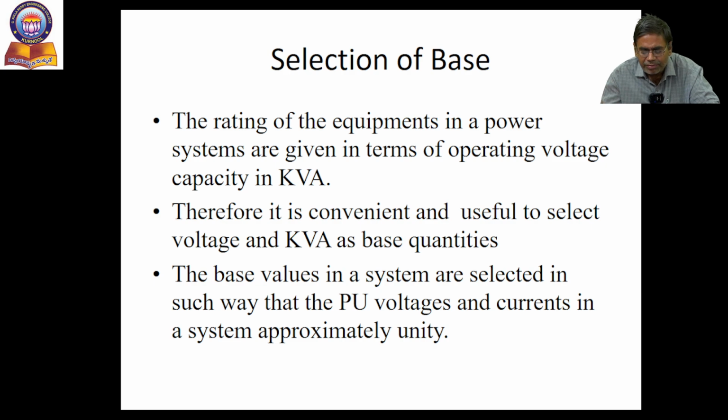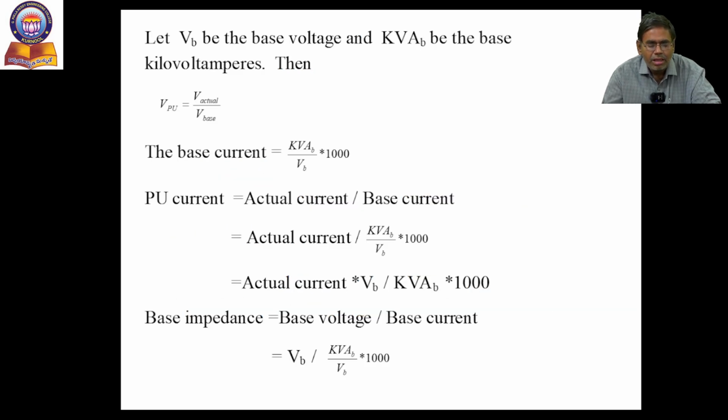The base values of a system are selected in such a way that the per unit voltage and current in the system are approximately unity. That is the selection of base. Current and voltage are selected as 1.0 per unit quantities, and the kVA rating is selected as the sum of the ratings of all the equipment, or the largest unit of any equipment, or any arbitrary value. So VB is the base voltage and kVAB is the base kilovolt ampere. These are selected as the base quantities.